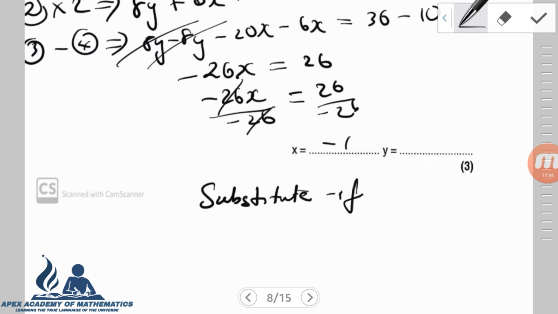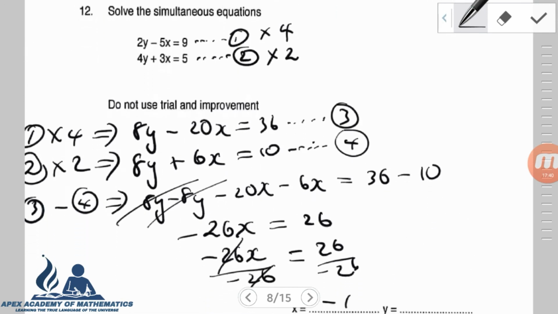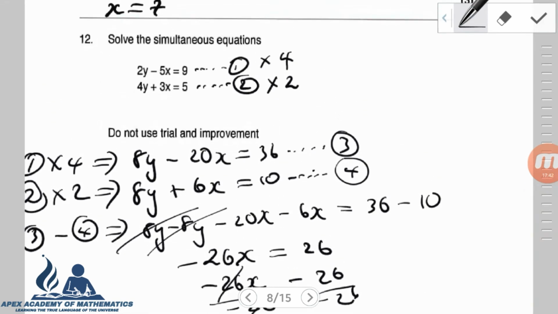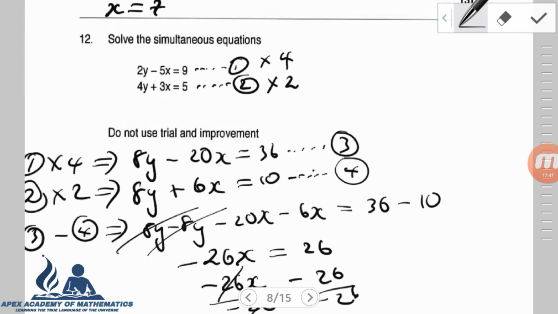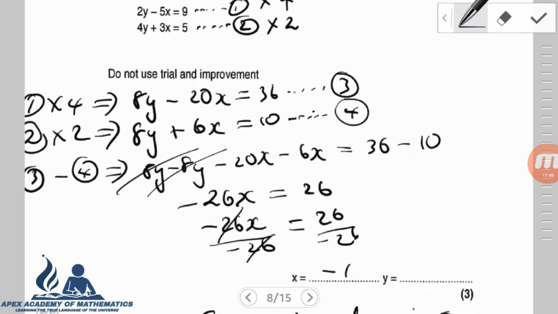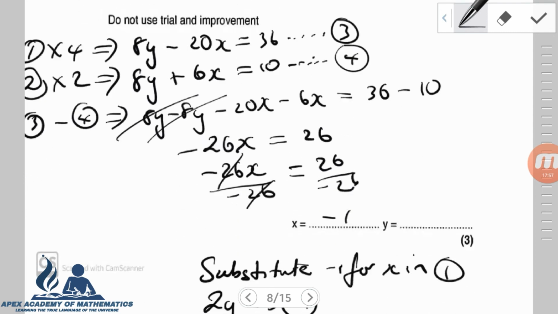All right, so now easily all I have to do is substitute minus 1 for x in, of course, equation 1 or 2. I like equation 1. Okay, equation 1. So equation 1 is saying 2y minus 5x is equal to 9. So that's 2y minus 5 times the value of x, which is minus 1, and that's equal to 9.